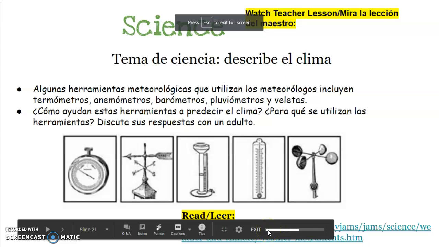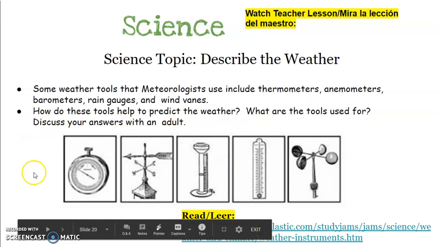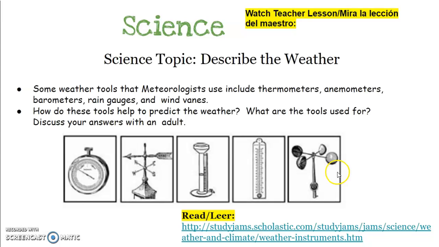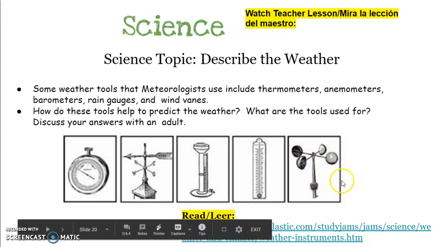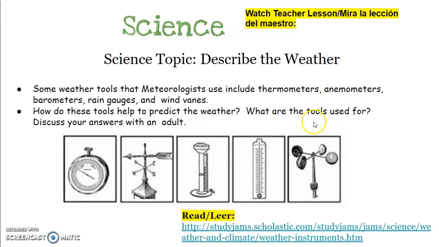So again, your homework for today is going to be talking about these. So we have the anemometer here. We have a thermometer here. We have a rain gauge here. Then we have the wind vane and then a barometer. So if you want to read this over again, you can go back to that slideshow and read more about the instruments. And you're going to say how these tools help to predict the weather. So write sentences and describe what each tool is used for and discuss it with an adult.